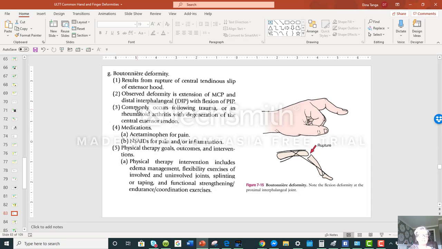Boutonniere deformity results from rupture of central tendinous slip of extensor hood. Observed deformity is extension of MCP and distal DIP with flexion of PIP. Commonly occurs following trauma or in rheumatoid arthritis and degeneration of the central extensor tendon. Same meds. Interventions include edema management, flexibility exercises of involved and uninvolved joints, splinting or taping, functional strengthening, endurance, and coordination exercises.